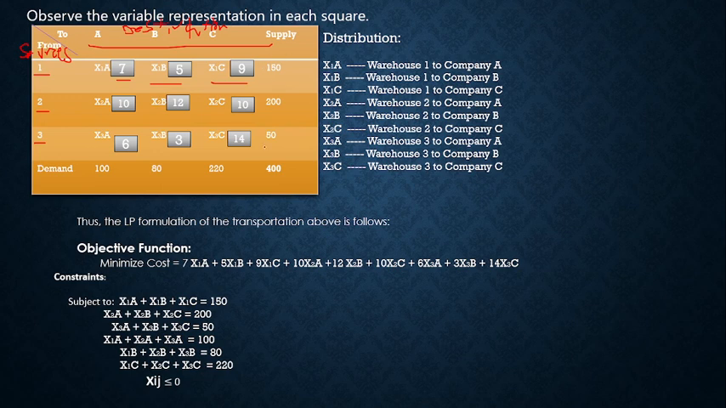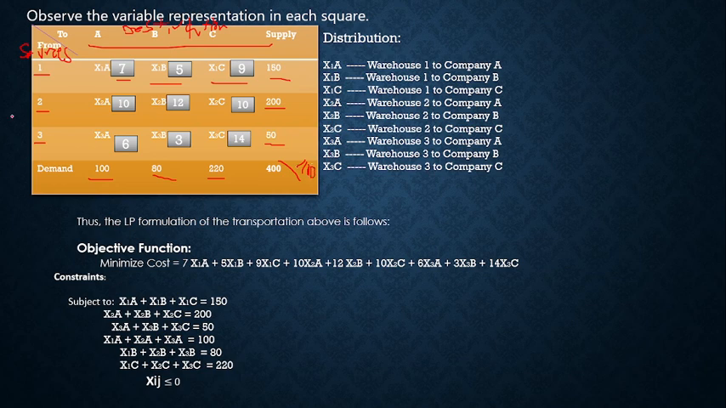So this is our supply. The availability of the supply is 150 from warehouse 1, 200 from warehouse 2, and 50 units from warehouse 3. And the demand of each company is 100, 80, and 220, which is equal to 400.